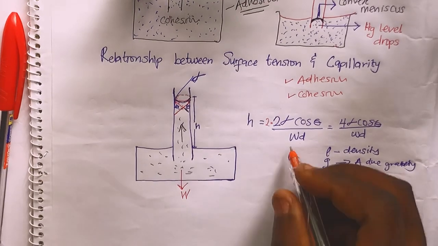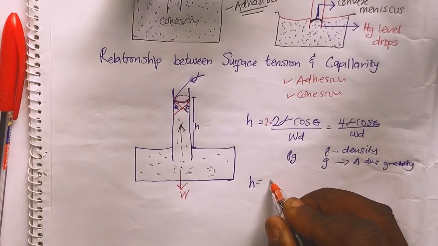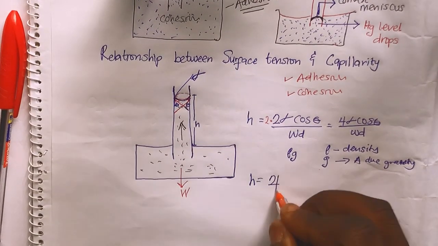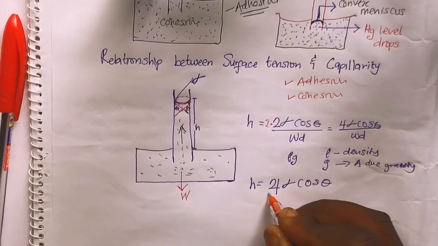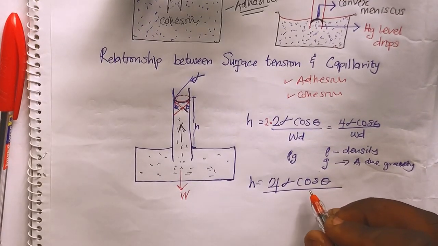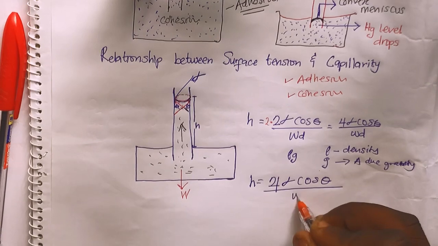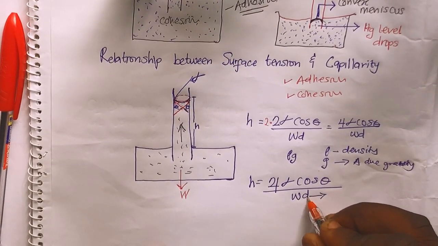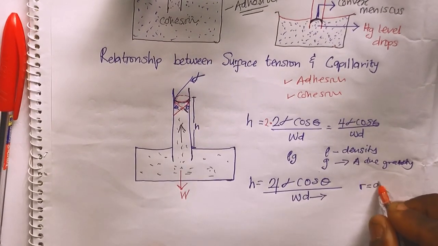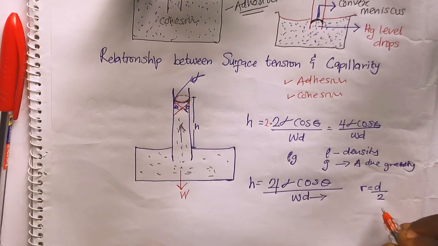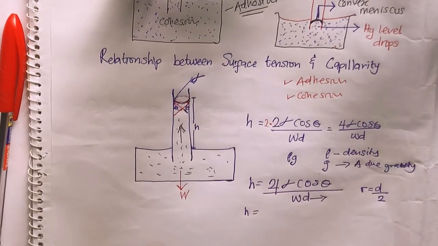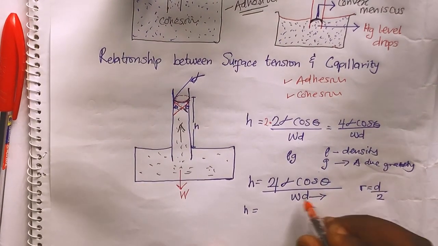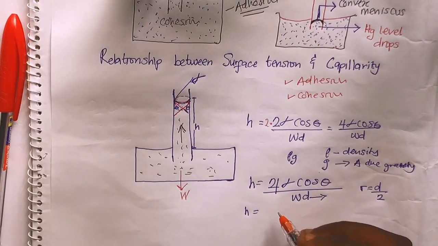Then substituting everything here, you are going to have H equals 4 gamma cos theta divided by WD. But you can recall that for this diameter we have R equals diameter divided by 2. Then let's put it here. You're going to have H equals, this 2 is going to divide the one at the top.